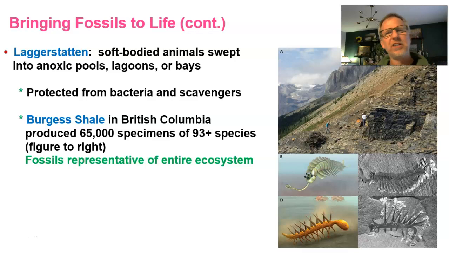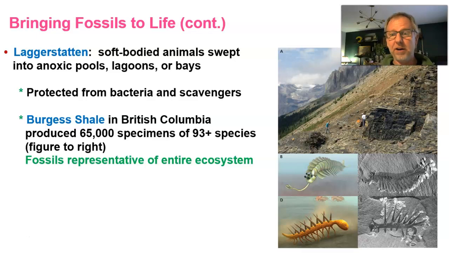One premier example of a Lagerstätten is the Burgess Shale in British Columbia, Canada. It's in the Rocky Mountains of British Columbia. If I remember correctly, it's up around 7,000 feet elevation. And there's this rich fossil deposit in areas of the mountain range here of marine animals, ocean animals from 520, 510 million years ago.